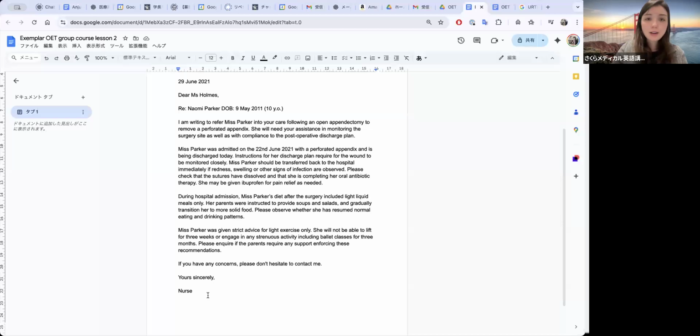You can have as many paragraphs as you like. You want the word count to be between 180 to 200 words. So that is from here all the way to here. So this is going to be 180 to 200 words.